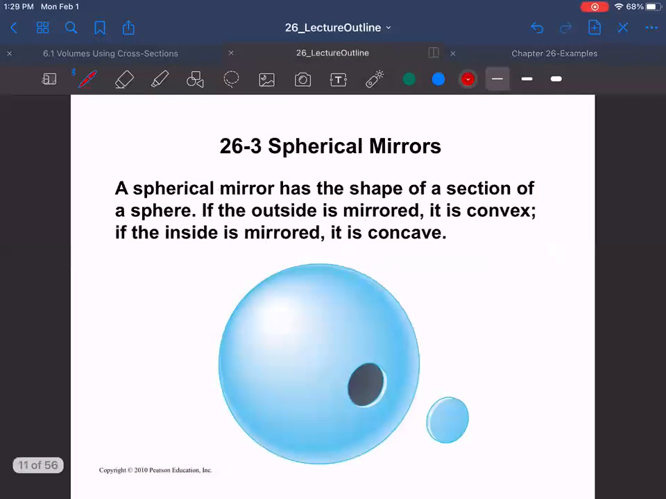All right. Here we are going to talk about spherical mirrors. A spherical mirror has the shape of a section of a sphere, okay? Like a small section of a sphere. If the outside is mirrored, it's called a convex mirror. If the inside of it is mirrored, it's called a concave. It like caves in on the mirror. Convex is when it's out, concave is when it's caved in, okay?